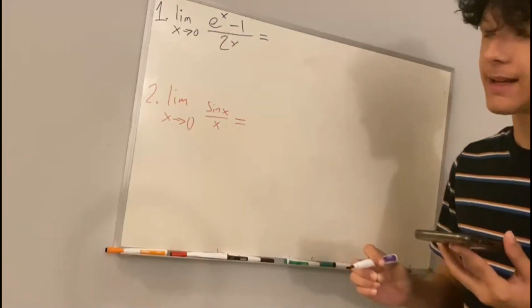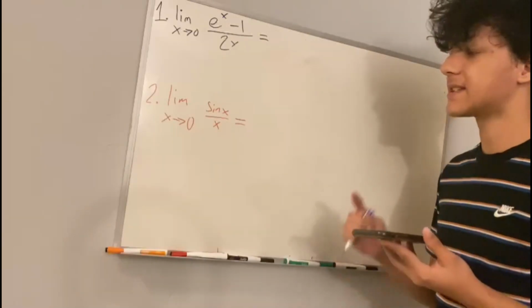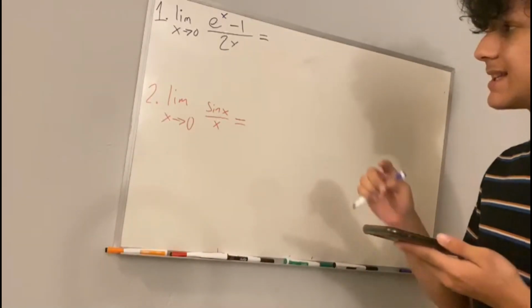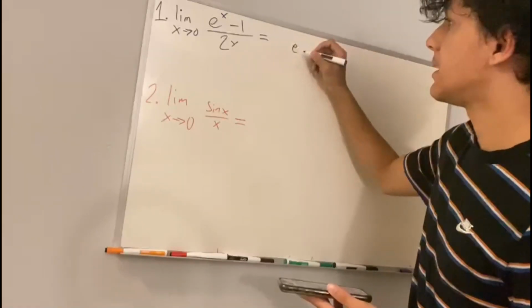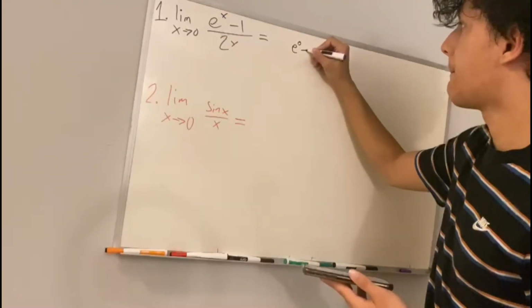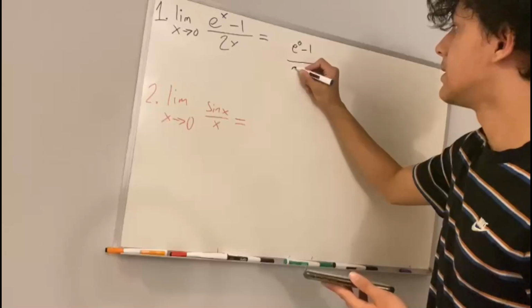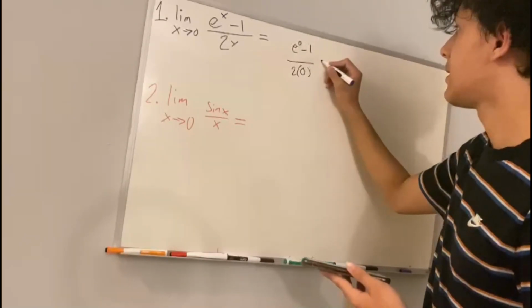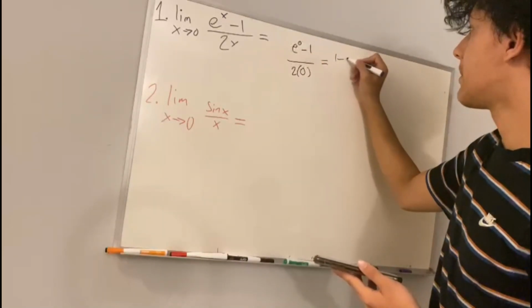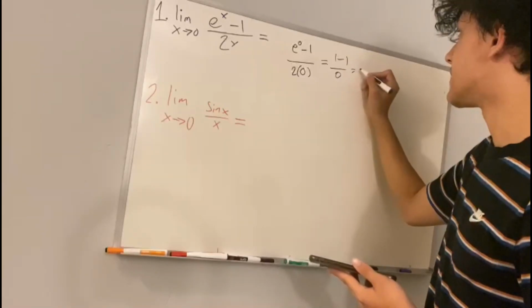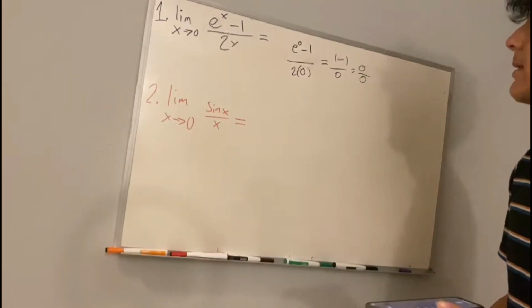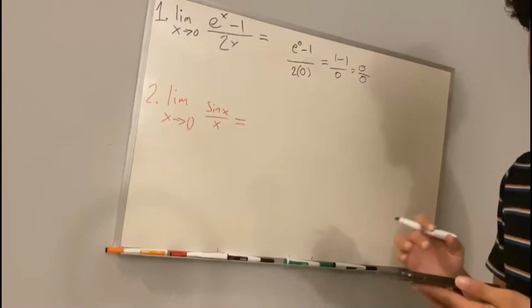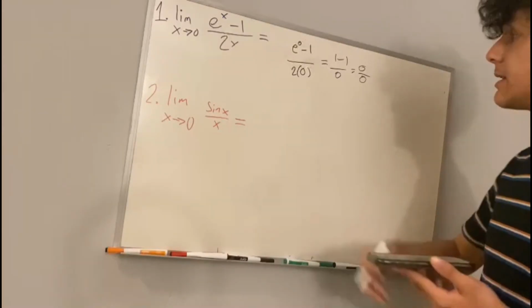First, we're going to need to check that we can use L'Hopital's rule. That's the first thing you always do. You plug in the limit directly. So let's plug the limit in directly. e to the 0 minus 1 over 2 times 0. This is just going to give you 1 minus 1 over 0, or 0 over 0. And that is indeterminate form. And that meets our criteria for using L'Hopital's rule, because it's indeterminate.